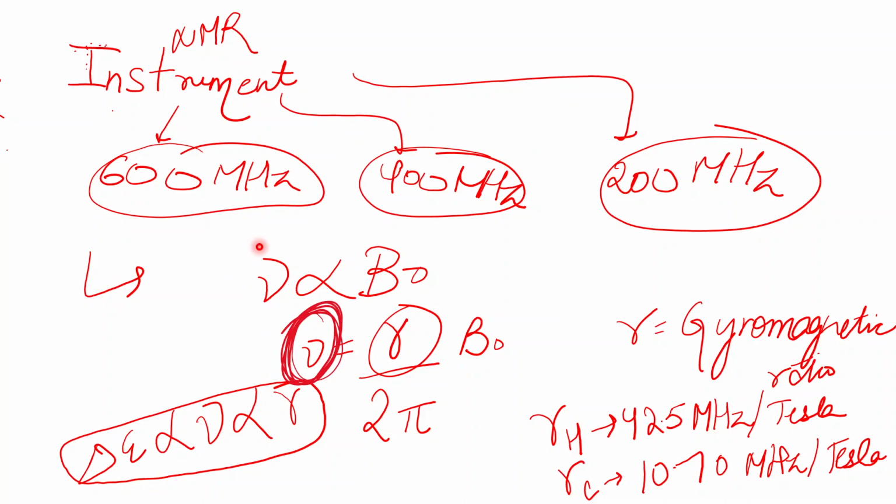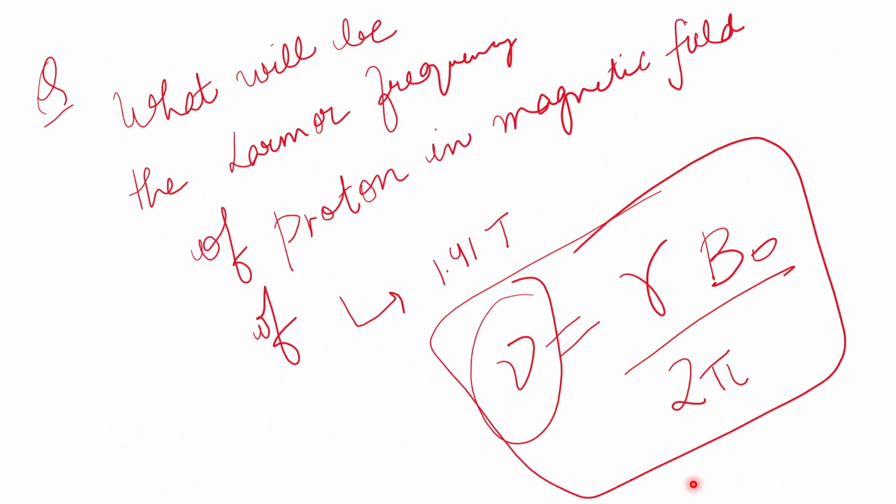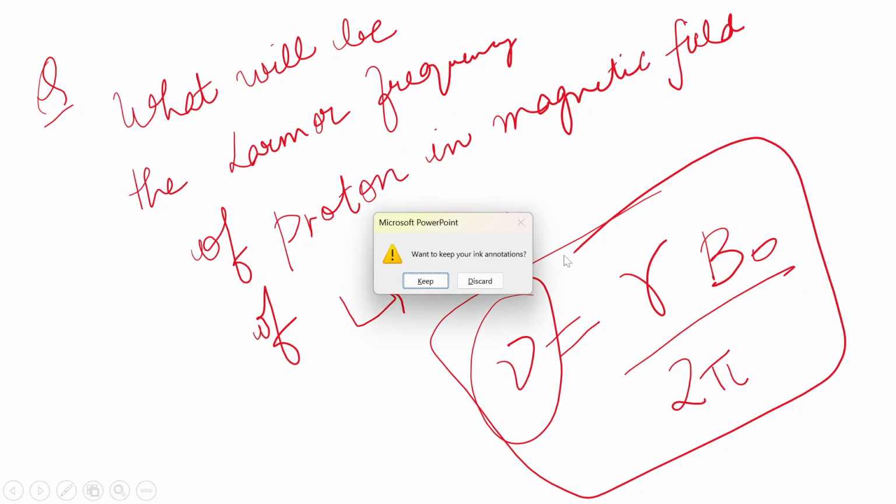Now there is a relation that the Larmor frequency is directly proportional to the magnetic field. To remove the proportionality sign, you write gamma by 2 pi, where gamma is the gyromagnetic ratio. So remember that energy is directly proportional to the Larmor frequency, which is further directly proportional to the gyromagnetic ratio. The gyromagnetic ratio of a proton is 42.5 and for carbon it is 10.7. And you should know this formula to calculate the Larmor frequency if you are provided with a magnetic field.